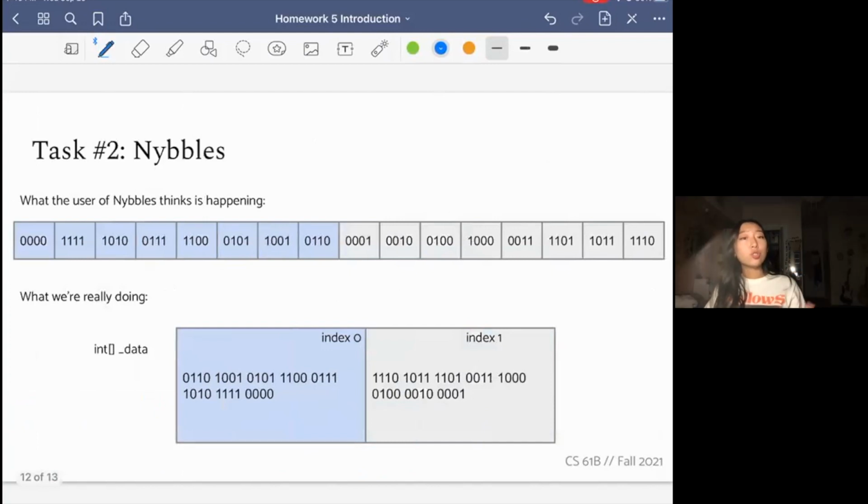And so a user of the nibbles class might say, oh, hey, I have these awesome 16 nibbles. I'm going to put them in an array. And to the user, they can say, oh, can I get the 0th nibble? Can I get the first nibble? Can I get the second, whatever? Okay, and so the user will say, can I get the 8th nibble?